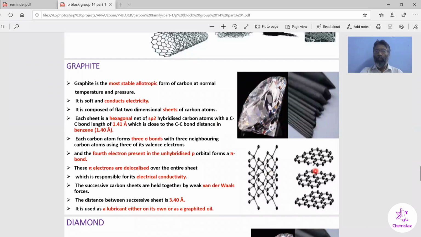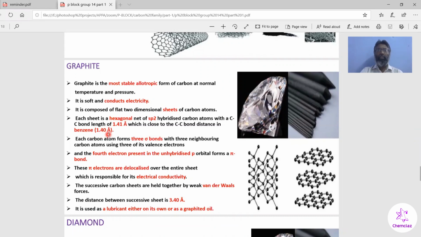Each hexagonal structure linked together forms a sheet-like structure. Each carbon present in the sheet-like structure is sp2 hybridized. So sp2 hybridization means what? One s orbital and two p orbitals are involved in the hybridization. The bond length between carbon and carbon is 1.41 angstrom, which is similar to the bond length in benzene structure.